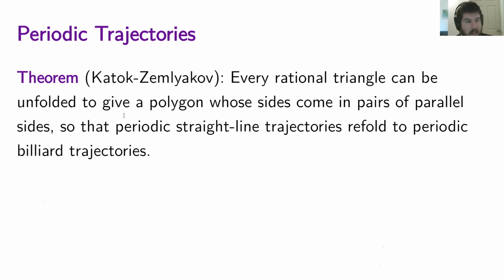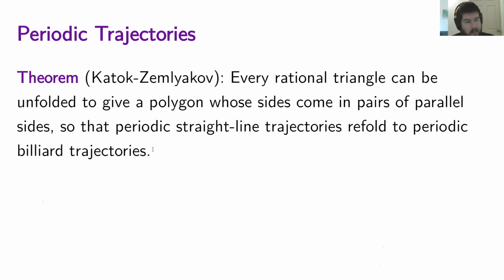Moreover, when you do this unfolding, the thing that we need is still true. If you unfold and you can find a periodic trajectory for the straight line dynamics, then when you do the refolding, you'll have a periodic billiard trajectory, which is the argument that we ran through in the special case. You always want to make that work. So this theorem is a very nice construction, the unfolding construction.